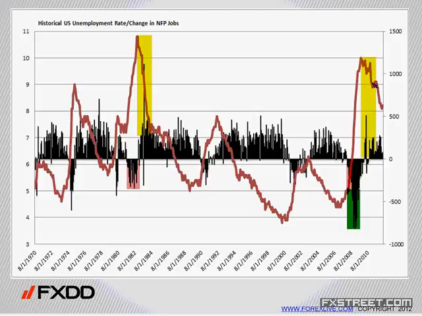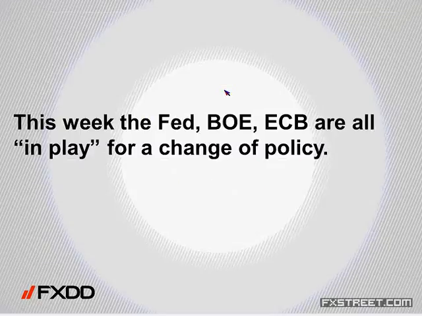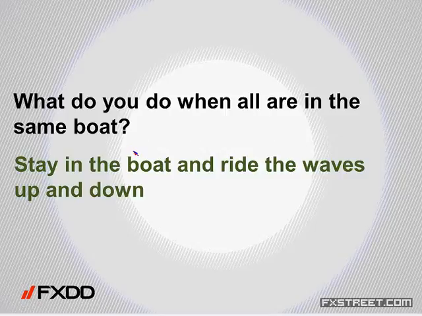And this also has effects in the foreign exchange market. We're going to get to charts here soon. But this week, where are we at? Tomorrow the Federal Reserve has its interest rate decision, and on Thursday we have the Bank of England and the ECB. All are in play for a change of policy. It's a phrase I like to use: in play. Something's going to happen. There's a tension in the market that something's going to happen. We're all in play here because we can't quite kickstart that economy going.